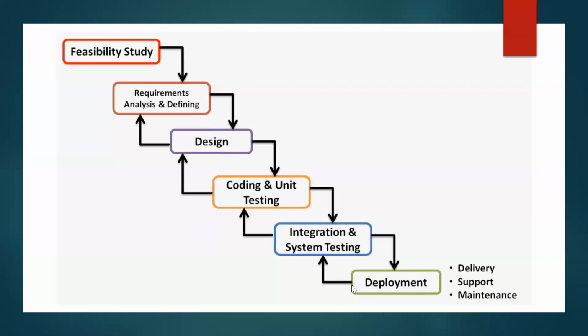Now you can see we have given feedback from deployment to integration, from integration to testing, from testing to design, from design to requirement analysis. But we have not given feedback to feasibility study because requirement change is not allowed in this model. That's why we didn't give feedback to feasibility study.